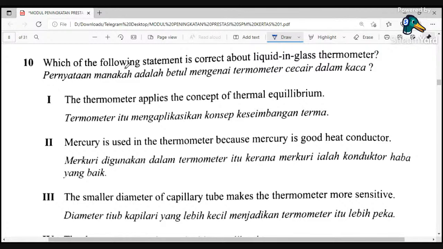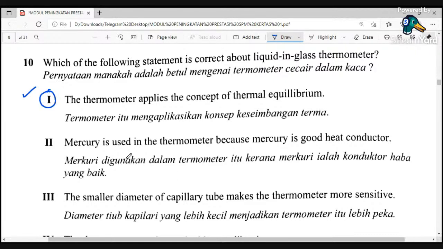Okay, which of the following statements is correct about liquid in glass thermometer? This is the topic heat, thermometer. Thermometer applies the concept of thermal equilibrium. When you place a thermometer under the tongue, for example, you need to wait at least 1 minute, because we need the heat to be transferred from the thermometer to the tongue and the tongue to the thermometer until they reach one final temperature that we call thermal equilibrium. So this is correct.